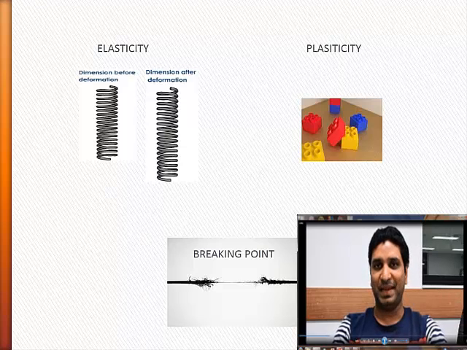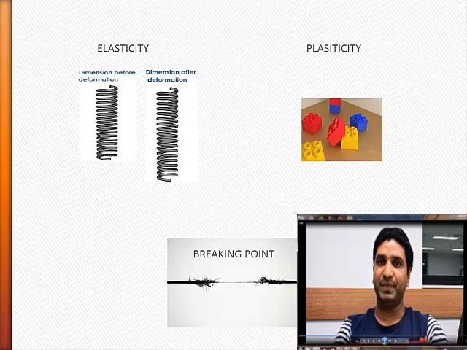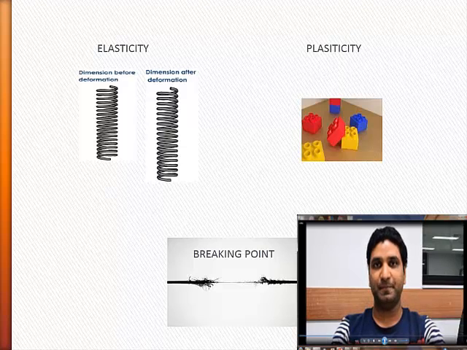So the next one is the plasticity, where a body cannot change its shape and size after a deforming force is applied on the object. And the third one is the breaking point, where the object is subject to more force after the plastic stage and the object goes into a breaking point or rupture point.